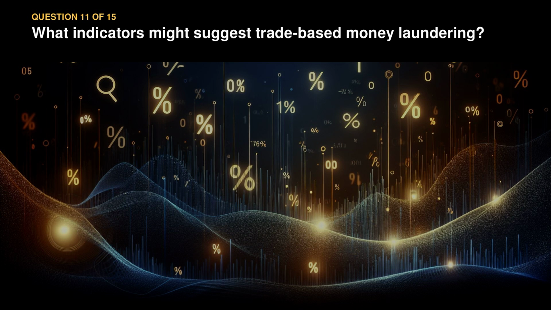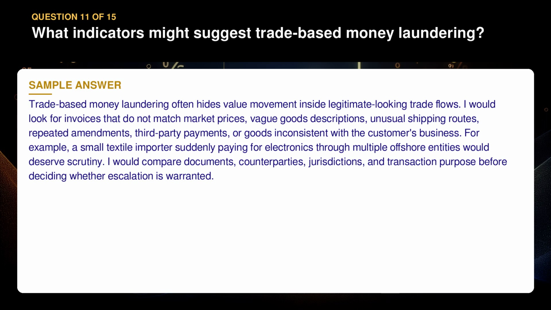Question 11. What indicators might suggest trade-based money laundering? Trade-based money laundering often hides value movement inside legitimate-looking trade flows. I would look for invoices that do not match market prices, vague goods descriptions, unusual shipping routes, repeated amendments, third-party payments, or goods inconsistent with the customer's business.